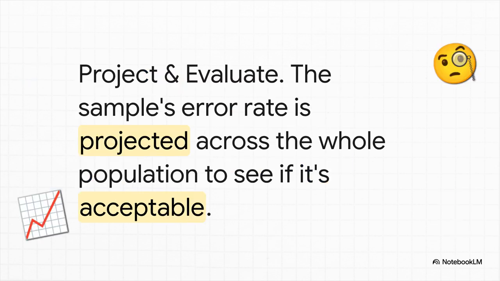Finally, we get to projecting and evaluating the results. So let's say the auditor finds that 2% of the invoices in their sample have an error. They don't just stop there. They project that 2% error rate across the entire population of thousands of invoices. Then, they have to decide if that total projected error is small enough to be acceptable or if it's a real problem. This is how that tiny spoonful tells them everything they need to know about the whole pot.